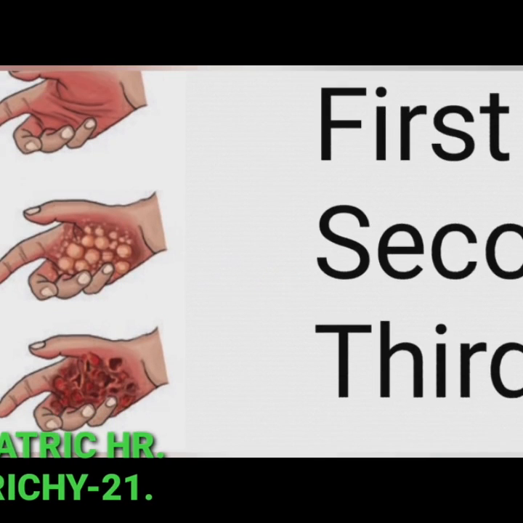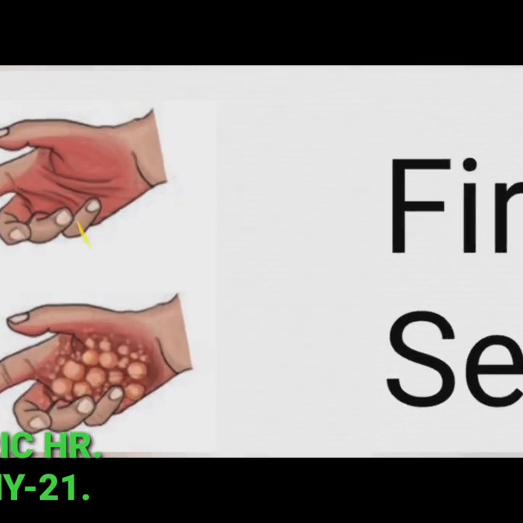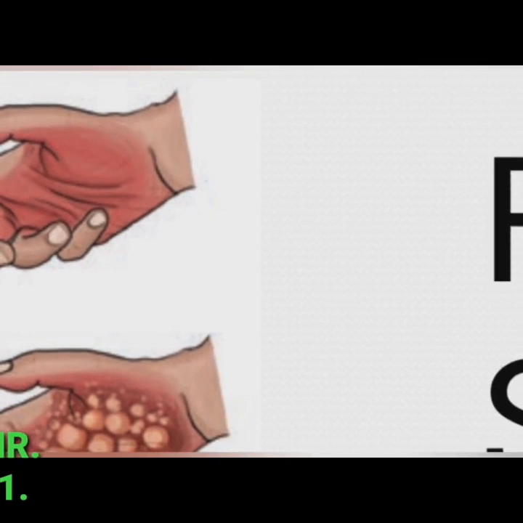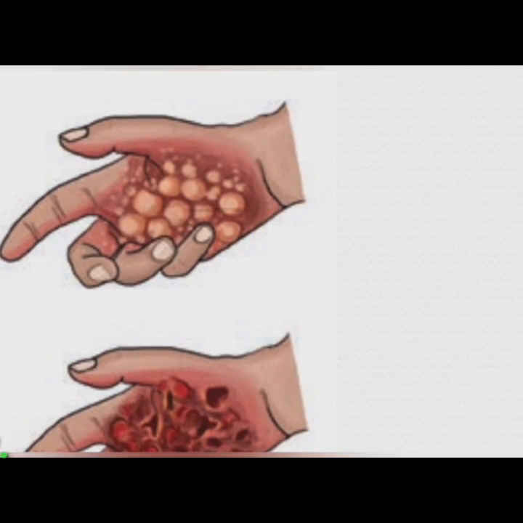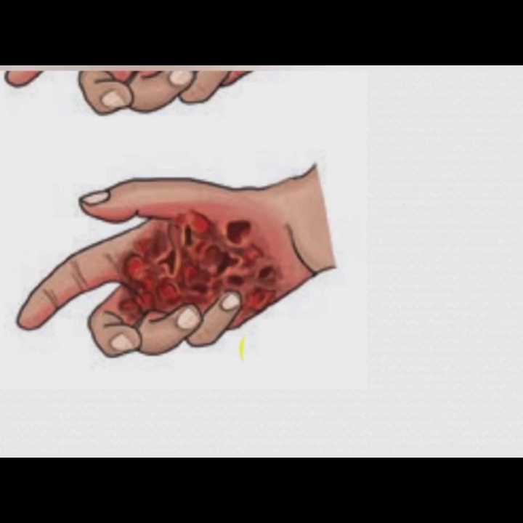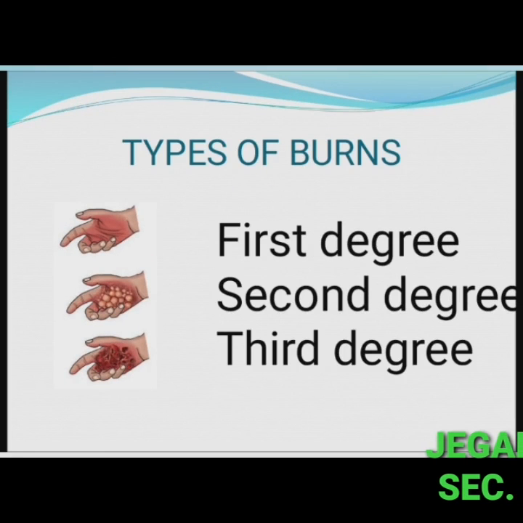So this is a first degree burn. In this only the outer layer of the skin is damaged. In a second degree burn, it damages the epidermis and the layer beneath it called the dermis. Then the third degree burn involves the damage or complete destruction of the skin, and damage to underlying tissues also. So these are the three types of burns.